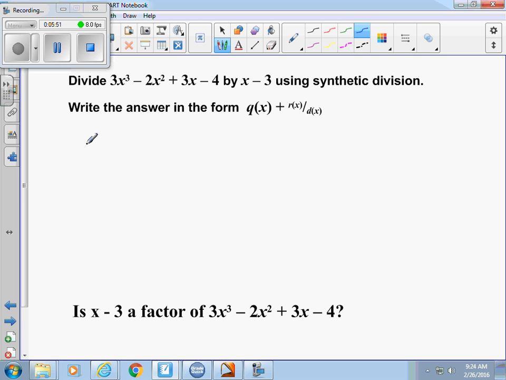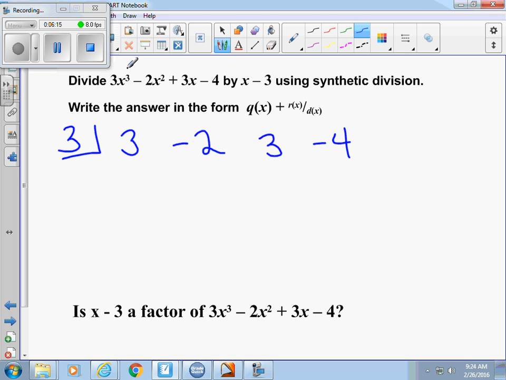So the first thing I'm going to do is put something in a box. What goes in the box? Positive 3. And remember, whoever came up with synthetic division was making us not have to do a bunch of subtraction by changing that sign. And I'm going to put the coefficients: 3, negative 2, 3, negative 4.